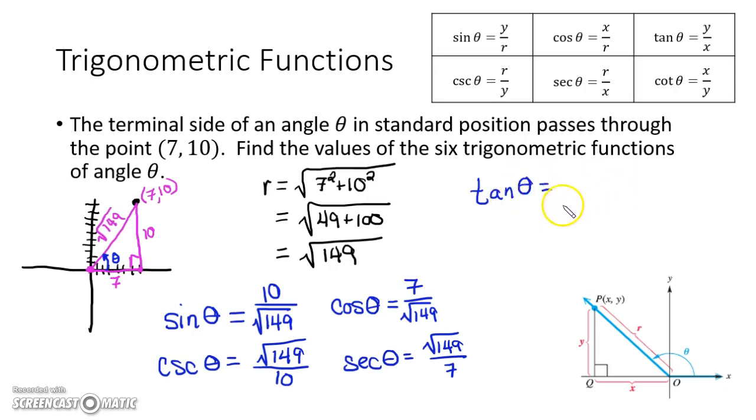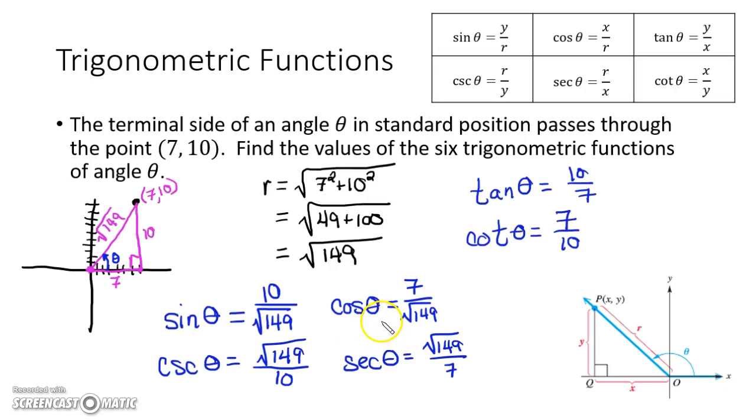And last but not least, let's do tangent and cotangent. Tangent is y over x, so 10 over 7, opposite over adjacent. And cotangent of theta is x over y, so we just flip that fraction, 7/10. And we have our 6 trigonometric functions.